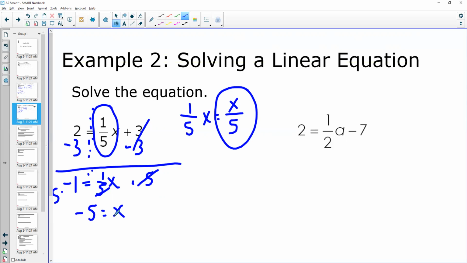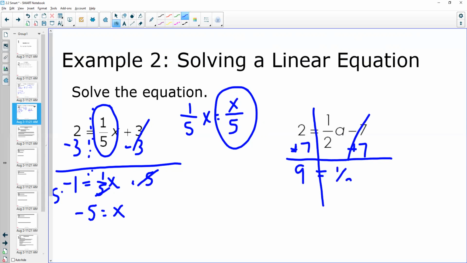Okay, so let's try that same thing again. 2 equals half a minus 7. I'm going to start with the addition or the subtraction. In this case, it's addition. Add 7 to both sides across the equal sign. These 7's cancel. 2 plus 7 is 9 equals half a. Half a is the same thing as writing a over 2. Oh, that looks like a 9, doesn't it? Sorry. Let's make that look like an a.